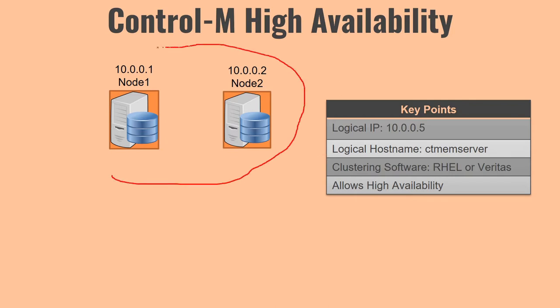The cluster should act as a single machine. So both of these nodes are going to be part of a cluster, and it is going to have a single IP address and a single hostname. That single IP address and single hostname is called the logical IP or logical hostname. This is called a logical IP because this IP doesn't really point to any physical server. This IP is going to redirect you either to node 1 or node 2 based on which server is available or active. And again, if you point to this hostname, it is going to point you to either node 1 or node 2 based on which server is currently active.